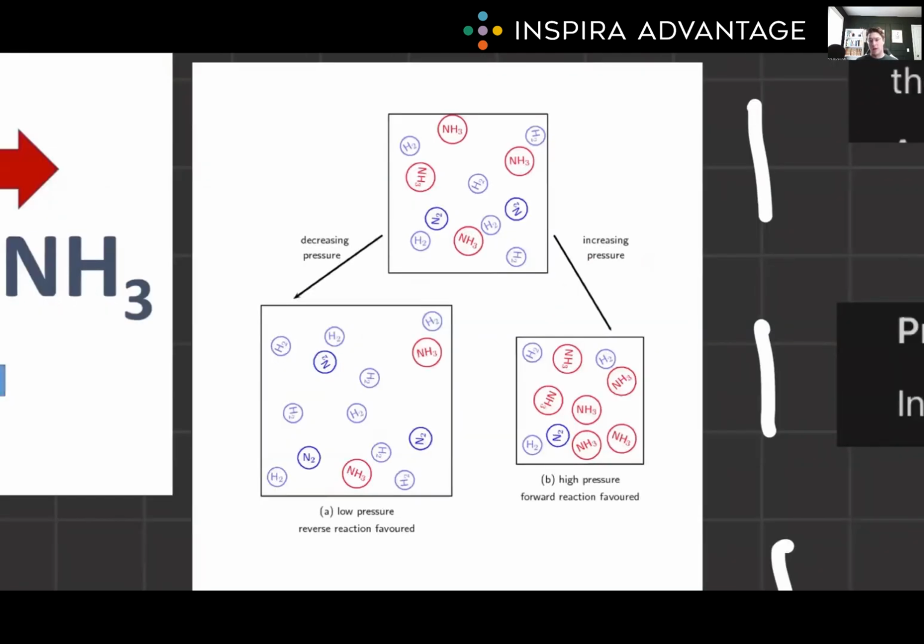Pressure is a really common one the MCAT likes to try and trip you up on. Changing pressure affects gas equilibria only. So if you have solids, completely ignore it. We only care about gases. If we increase gas pressure, we are always going to shift to the side with fewer moles of gas. Don't worry, we'll do some practice problems to better help explain this.